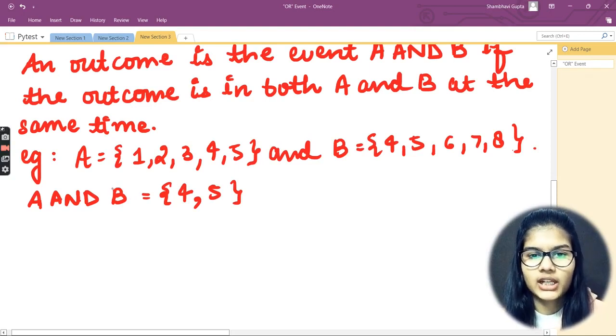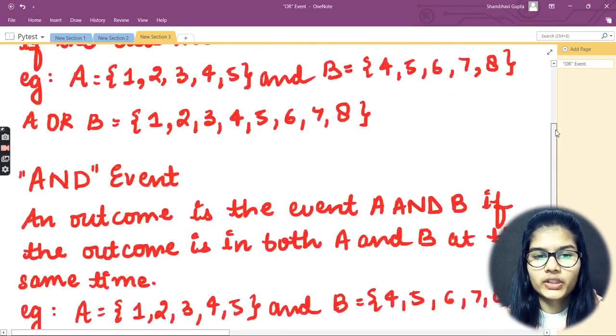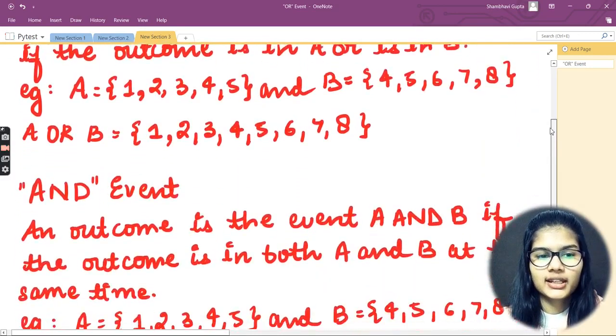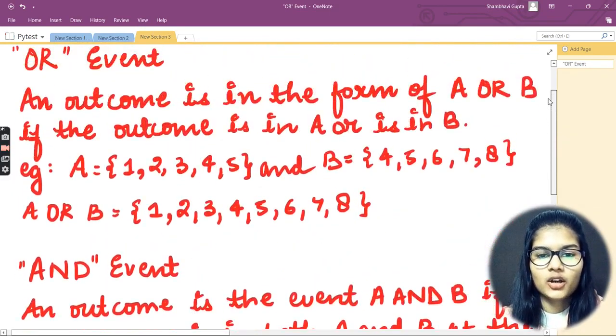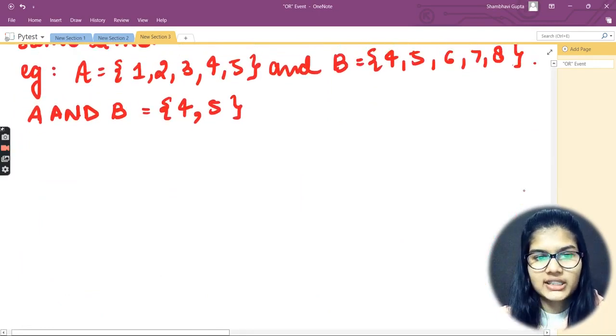Whenever you have to find the AND event, whatever common outcomes you have in both of the events, that common event will be your answer. Always remember, please do not get confused between the OR event and the AND event, because there is only a slight difference. In the OR event, whatever repetitive numbers there are, we do not consider those repeats. In the AND event, if a number is repeatedly coming, we just put up that repeated number only. Fine, I hope I'm pretty clear with both of these things now.